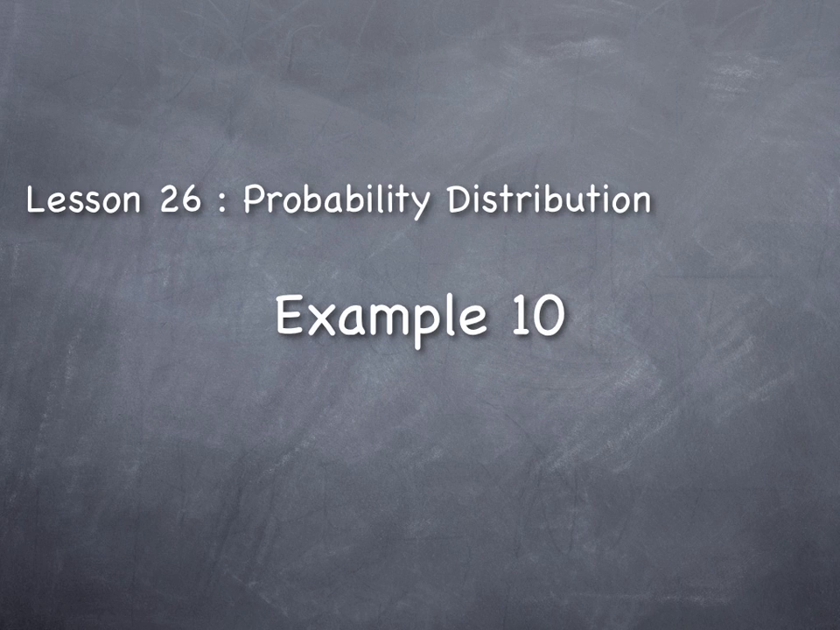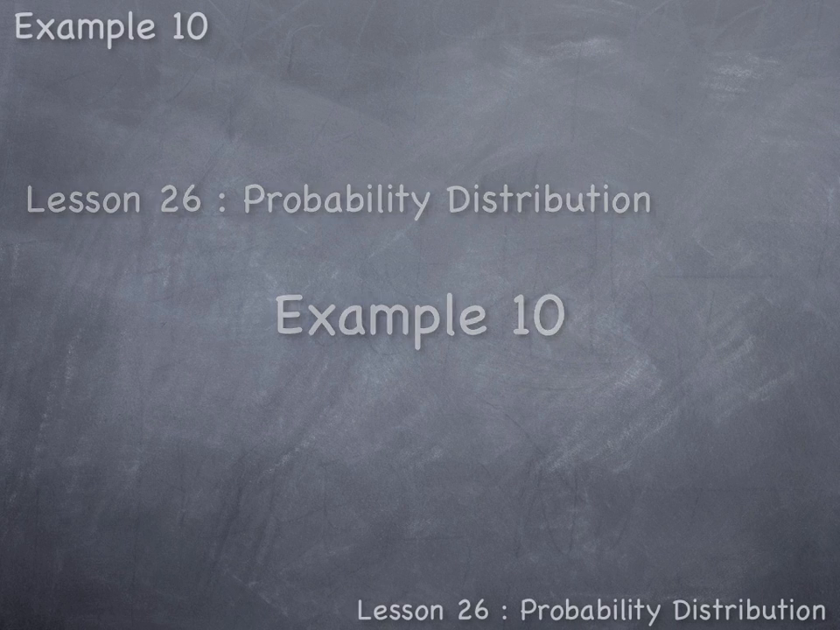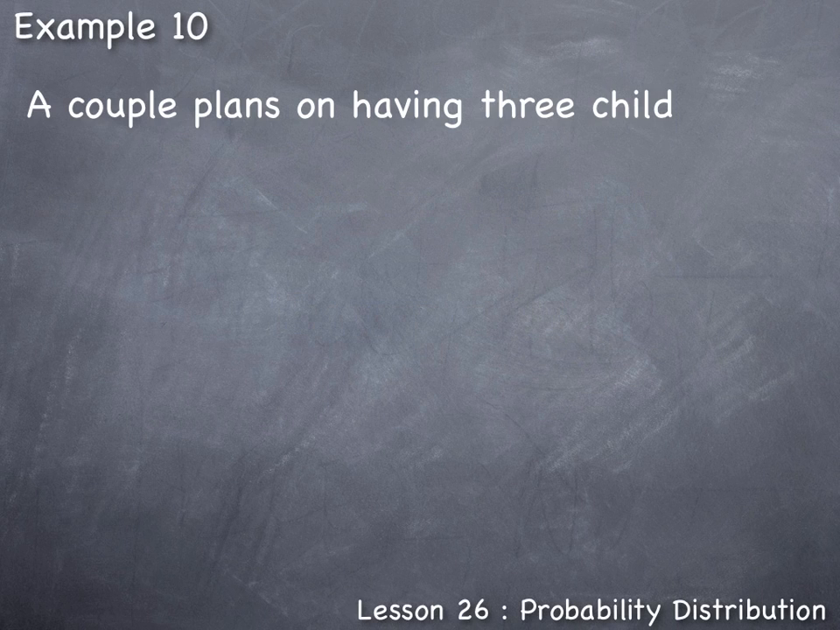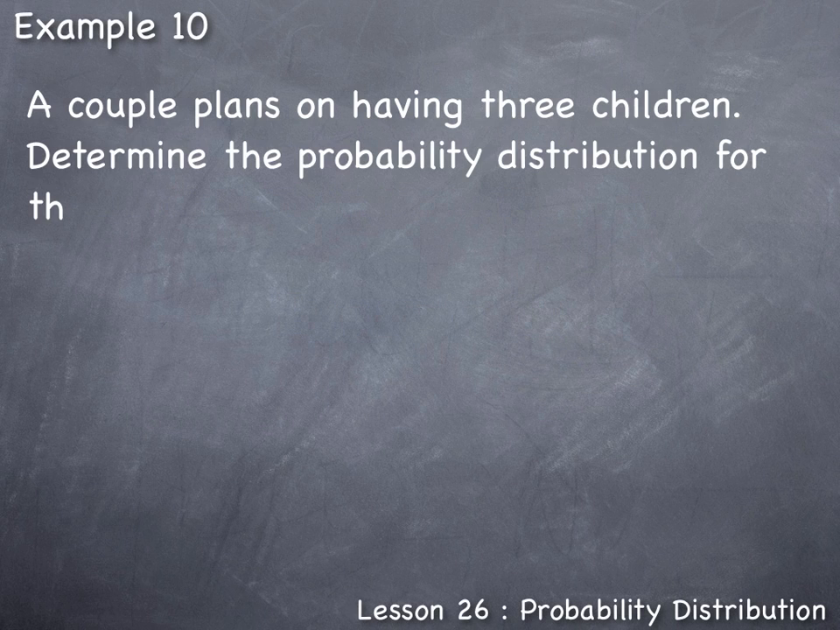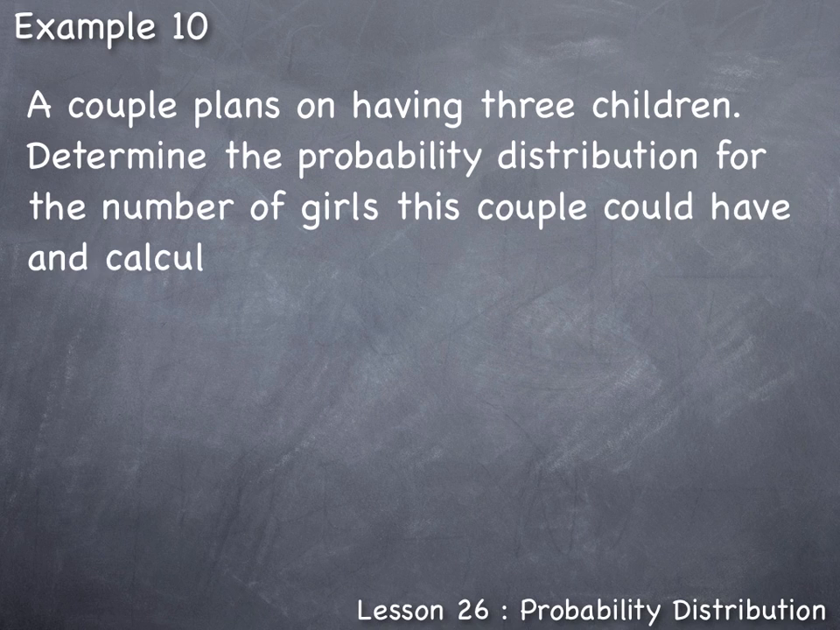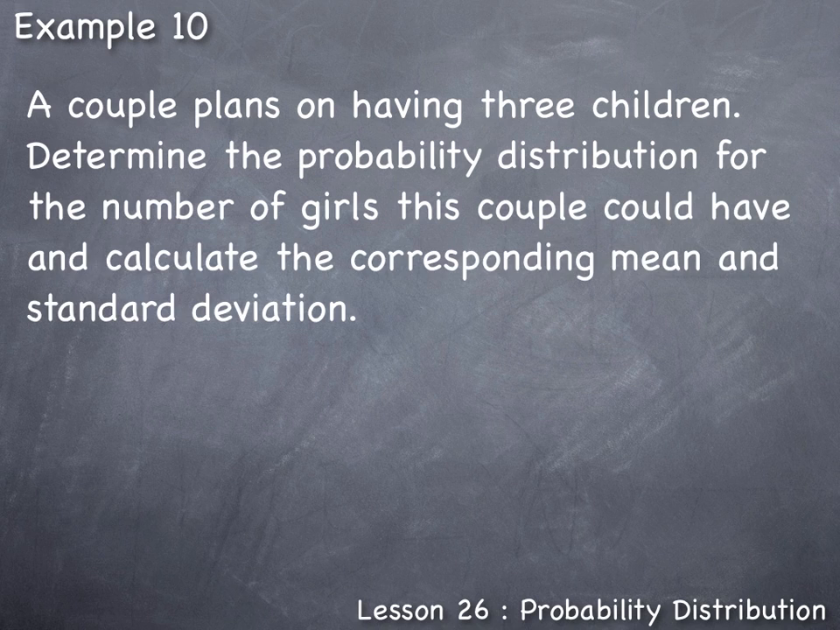Lesson 26, Probability Distribution. Example 10. A couple plans on having 3 children. Determine the probability distribution for the number of girls this couple could have, and calculate the corresponding mean and standard deviation. Well, first we're going to determine the probability distribution.